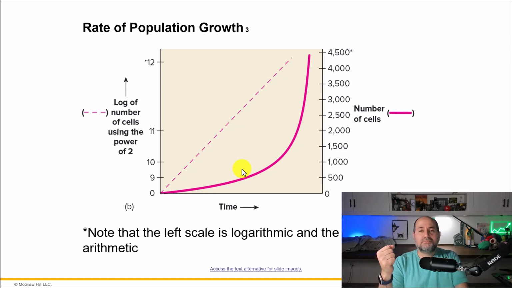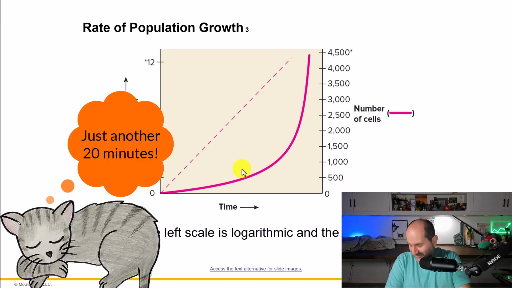Now, let me see if you could beat Wicket. Let me try to put your thinking cap on here. Let's see if you can beat Wicket. If it takes 5 hours for one bacterium to become a million, how much longer would it take to get your next million if the doubling time is 20 minutes? Can you beat Wicket? That's right, Wicket. He's so smart. Just another 20 minutes.